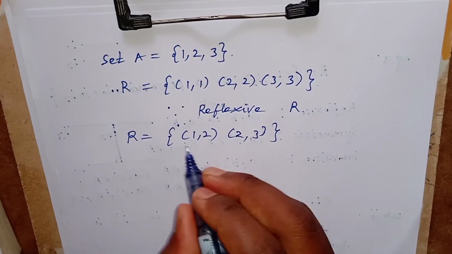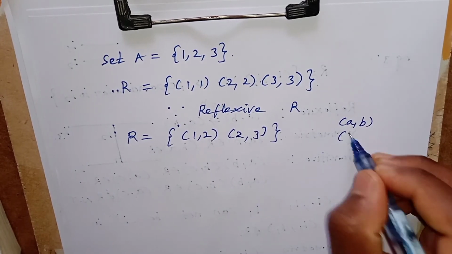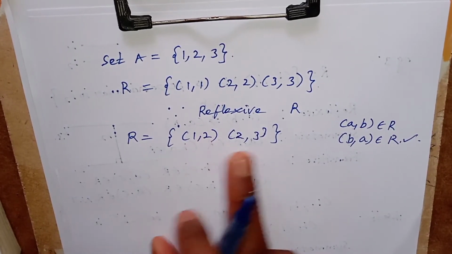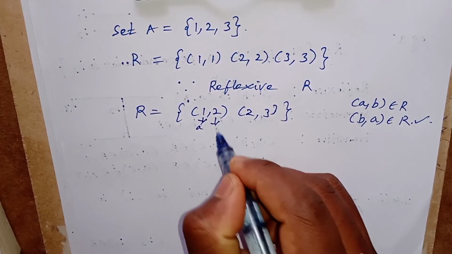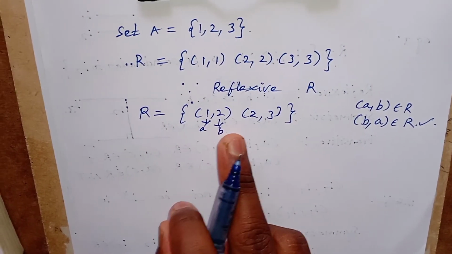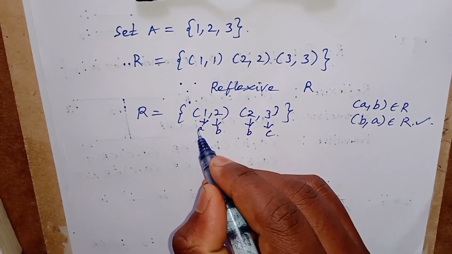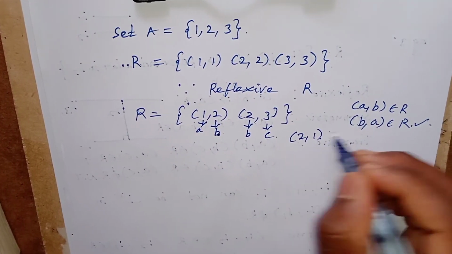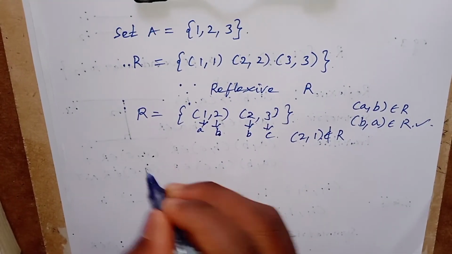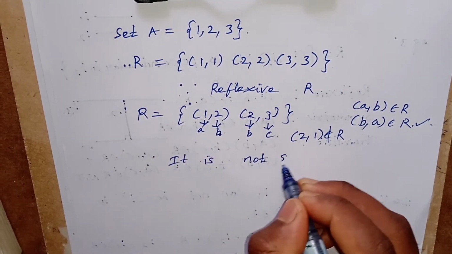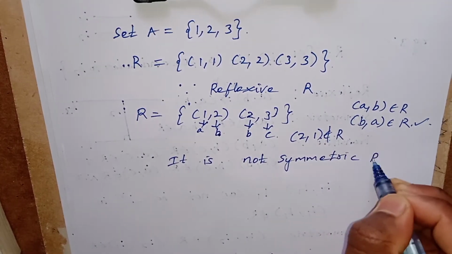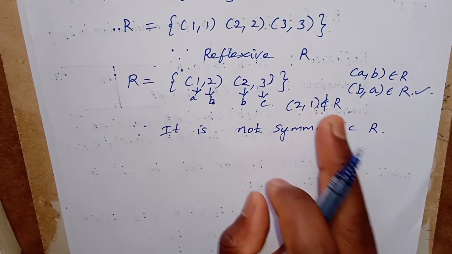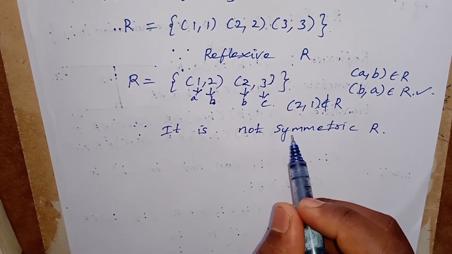Next, for symmetric, in the given relation I am taking (1,2), (2,3). For symmetric, for (a, b) its inverse (b, a) should be present, then it is symmetric. Here (1,2) is (a, b), but (b, a) is not present. (b, a) is nothing but (2,1), and (2,1) does not belong to R. Therefore it is not a symmetric relation. Similarly (2,3), but (3,2) does not belong to R. Even if one term is not satisfying, it is not symmetric.